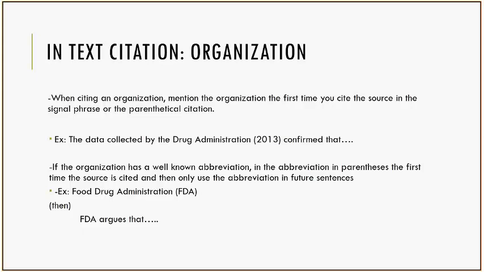Okay. In-text citation of an organization. When citing an organization, mention the organization the first time you cite the source in the signal phrase or the parenthetical citation. So for example, the data collected by the Drug Administration (2013) confirm that... And if the organization has a well-known abbreviation like the FDA, you can put the abbreviation in parentheses the first time you fully write it out, and then after that, you can just use the abbreviation.